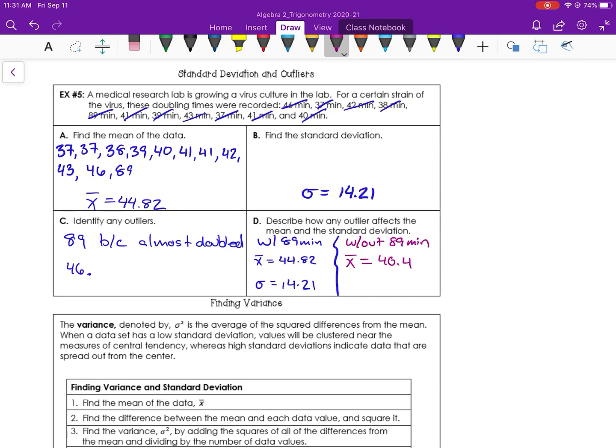So that means this research lab of virus growing is doubling faster. And the standard deviation becomes 2.69, and that's the huge jump between 14.21 and 2.69.